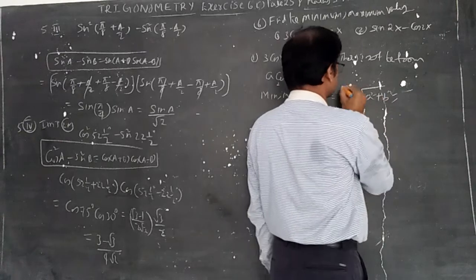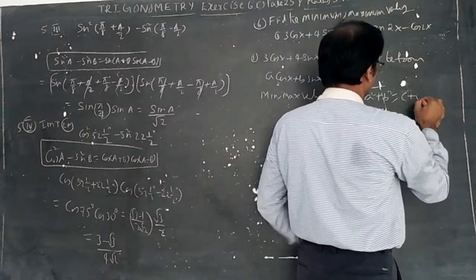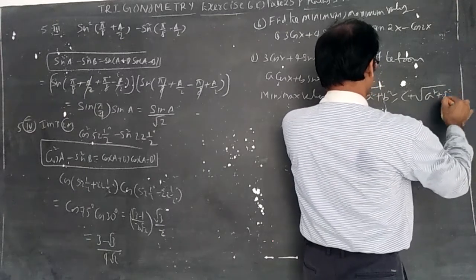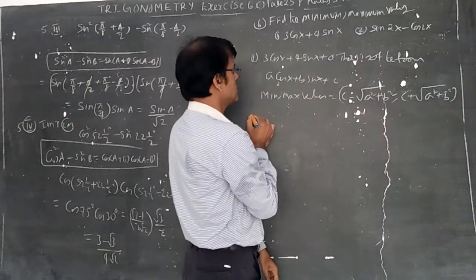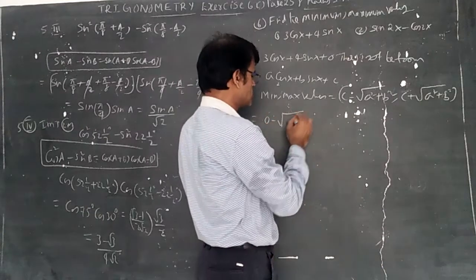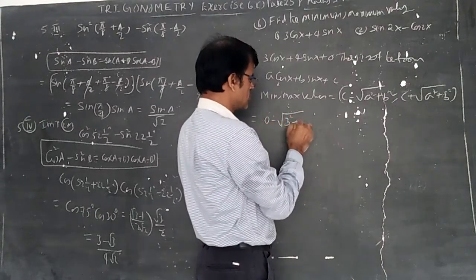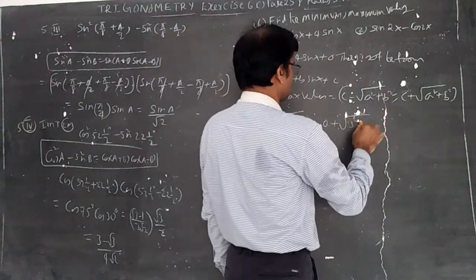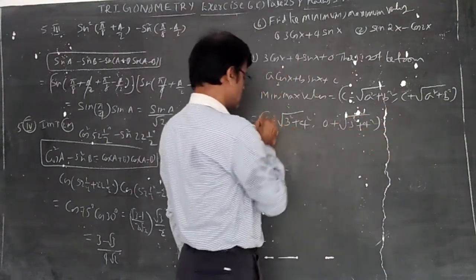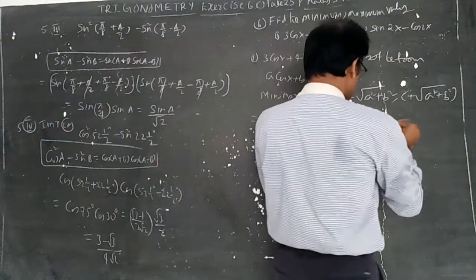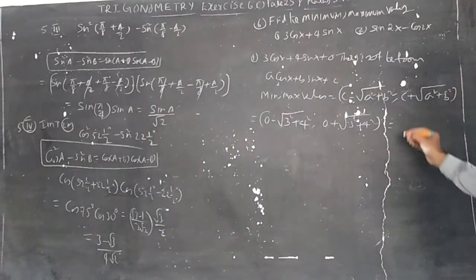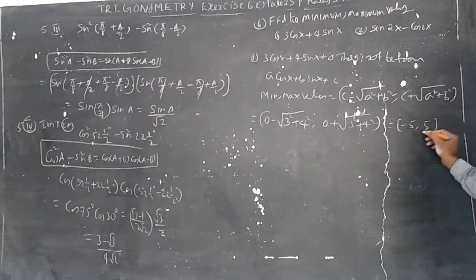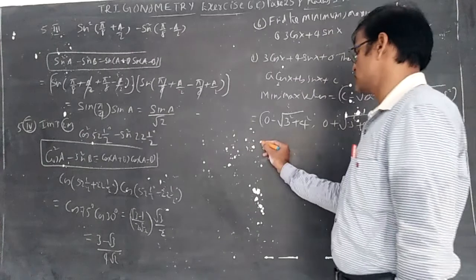Formula: C minus root of A square plus B square comma C plus root of A square plus B square. So what is C here? It is 0. 0 minus root of 3 square plus 4 square comma 0 plus root of 3 square plus 4 square. So 3 square plus 4 square becomes 9 plus 16, root of 25 is 5. So the range is minus 5 comma 5.